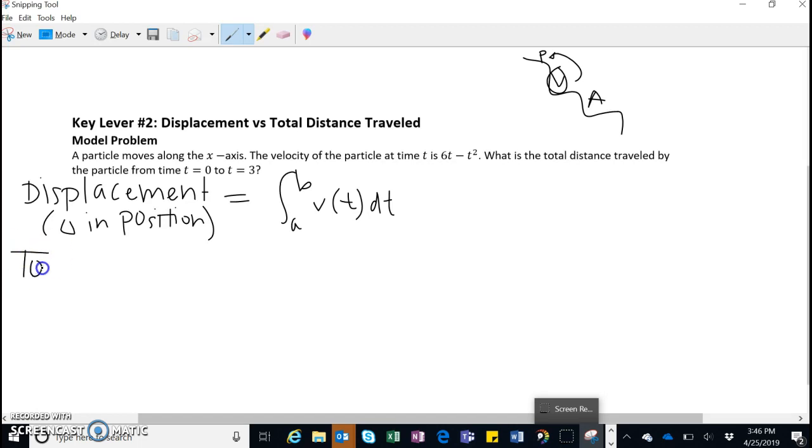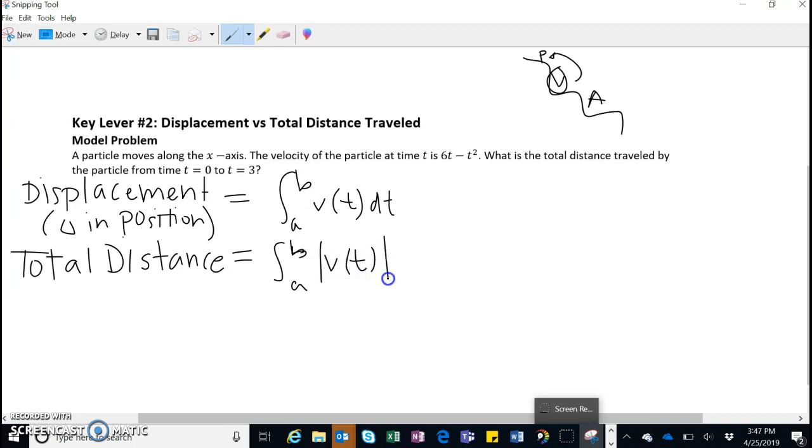Total distance, however, is not just a change in position. It's actually the sum of all my movement. Regardless of if I'm moving left or right, total distance is keeping track of all that motion and adding up all of the moves that I'm taking. So total distance is going to be an integral as well of velocity from A to B, but to capture all my movement and make all my negative steps count as positive steps, I want to put the absolute value on that velocity function. So these are just really important formulas for us to internalize.